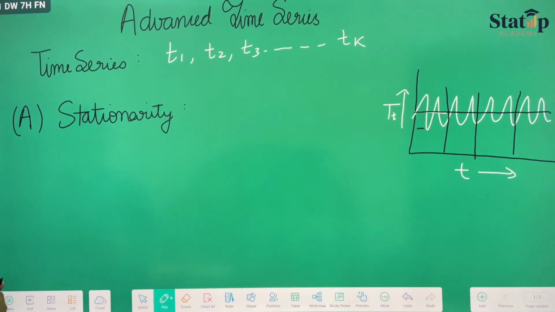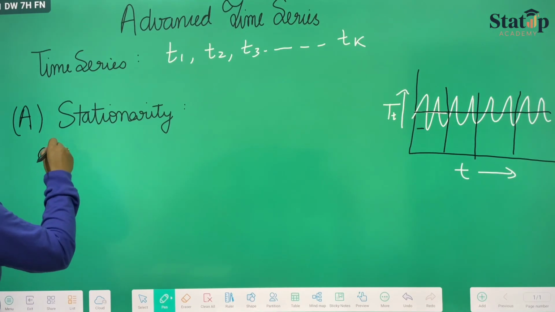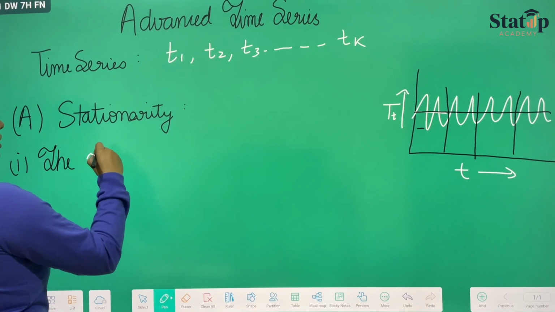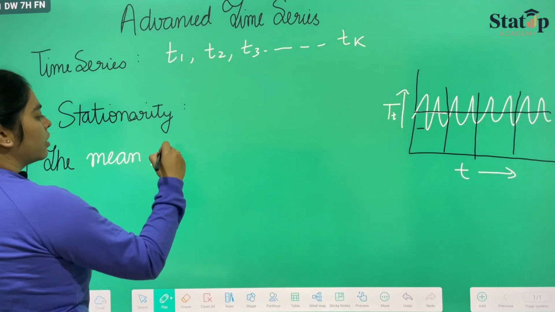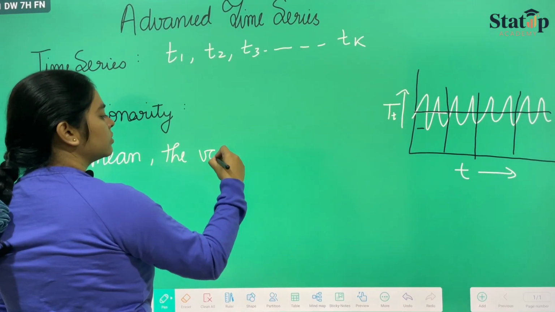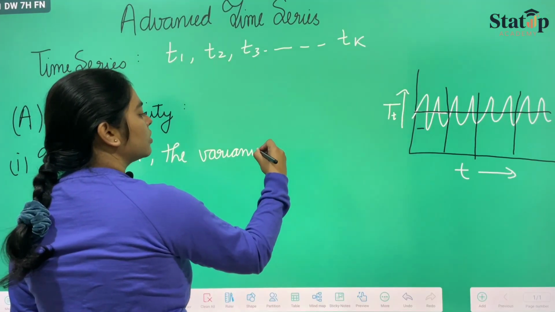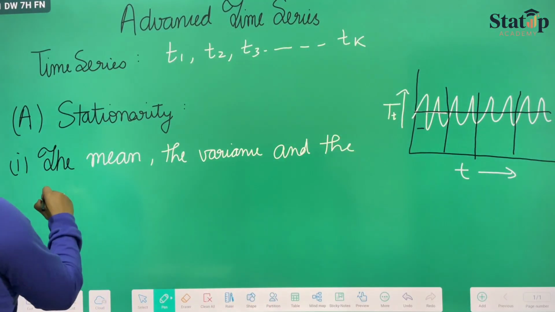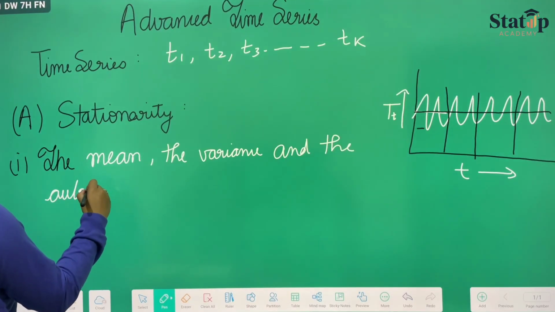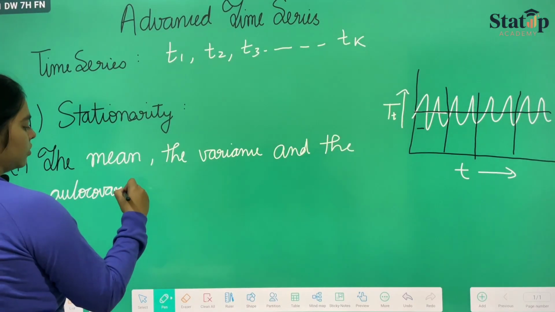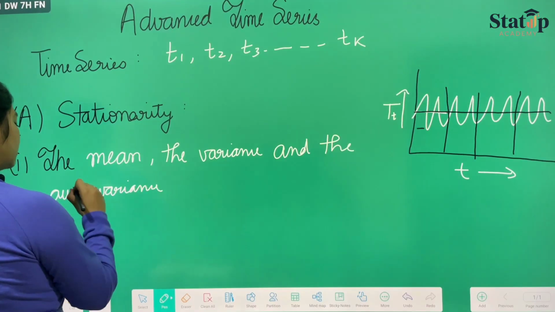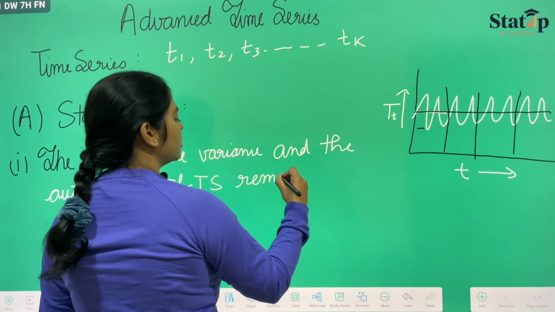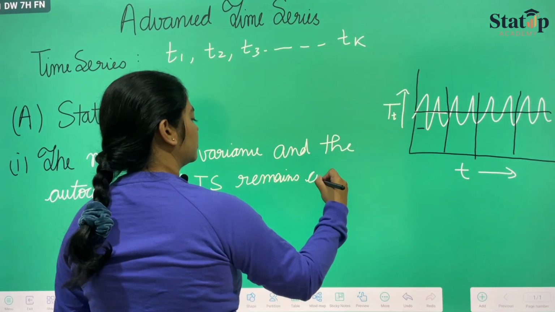So the property of a stationary time series is, the first property, that the mean, the variance, and the autocovariance of the time series remain constant.